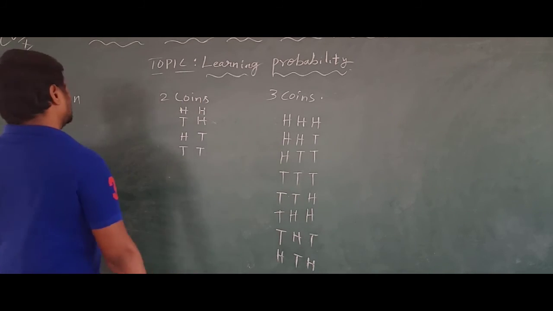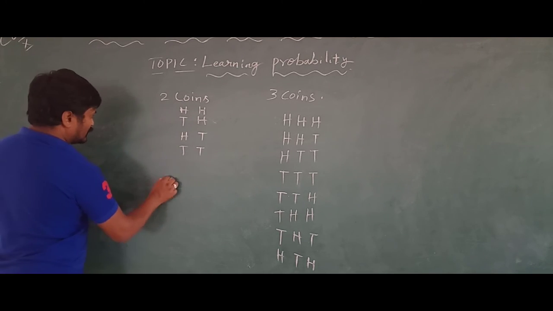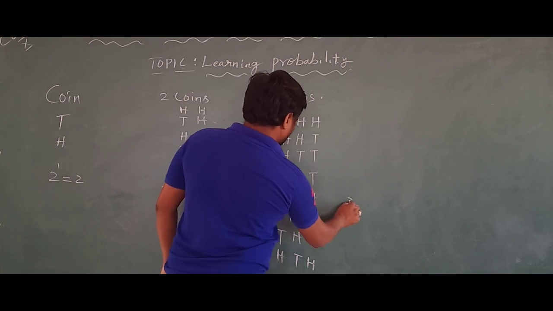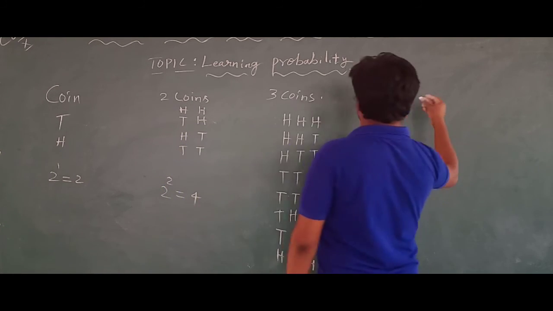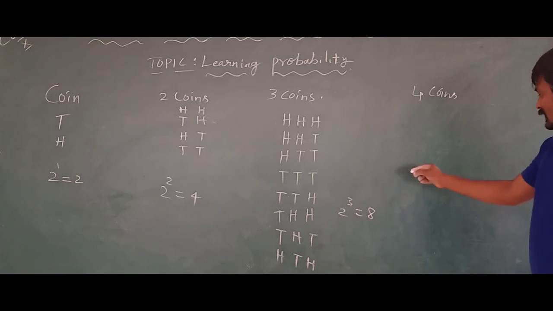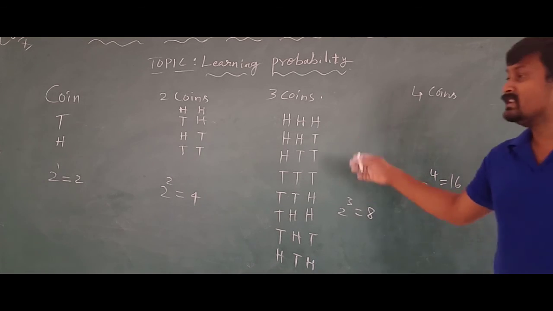Now how do we get to know how many outcomes are possible? One coin: 2 power 1 is equal to 2. Two coins: 2 power 2 is equal to 4 outcomes possible. Three coins: 2 power 3 is equal to 8 outcomes possible. Can you tell how many outcomes are possible for 4 coins tossed simultaneously? 2 power 4 is equal to 16 outcomes.